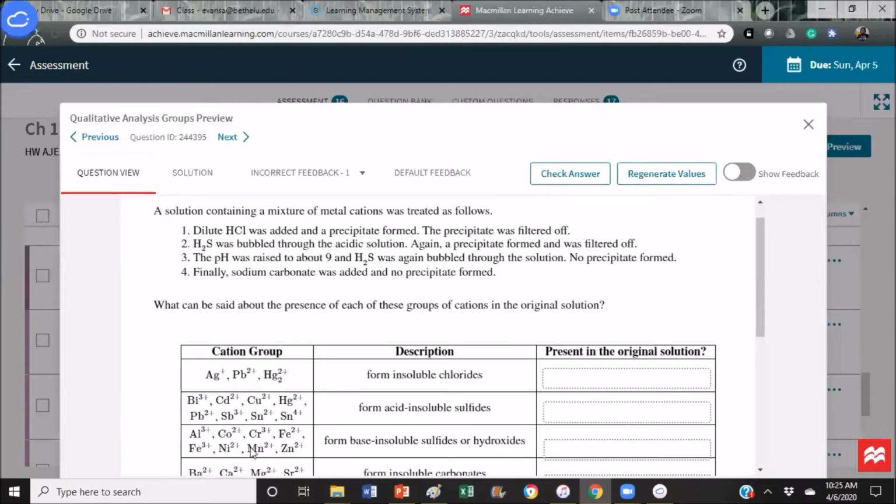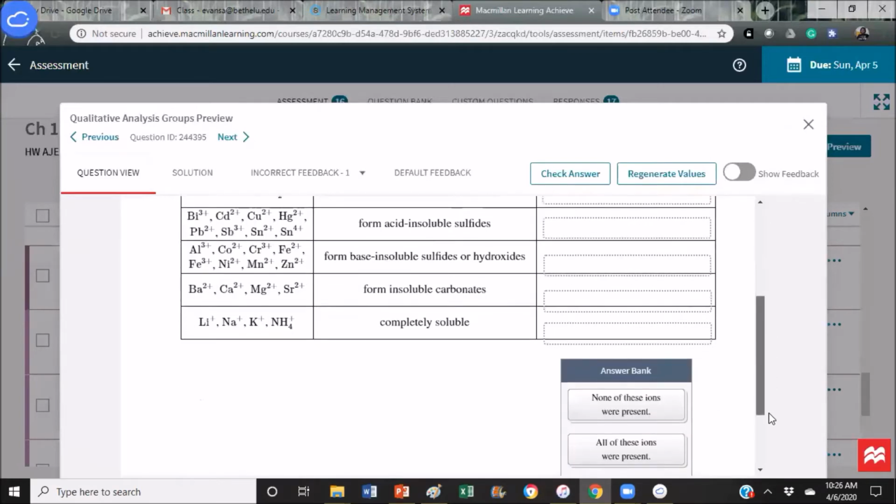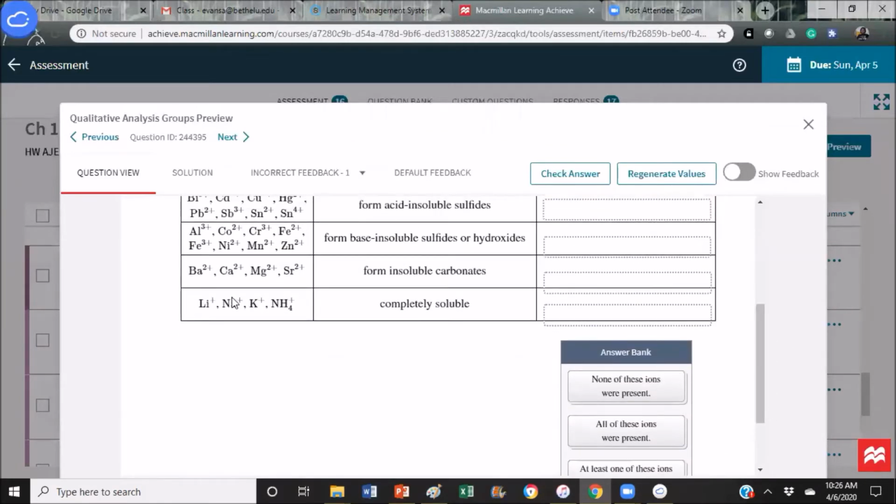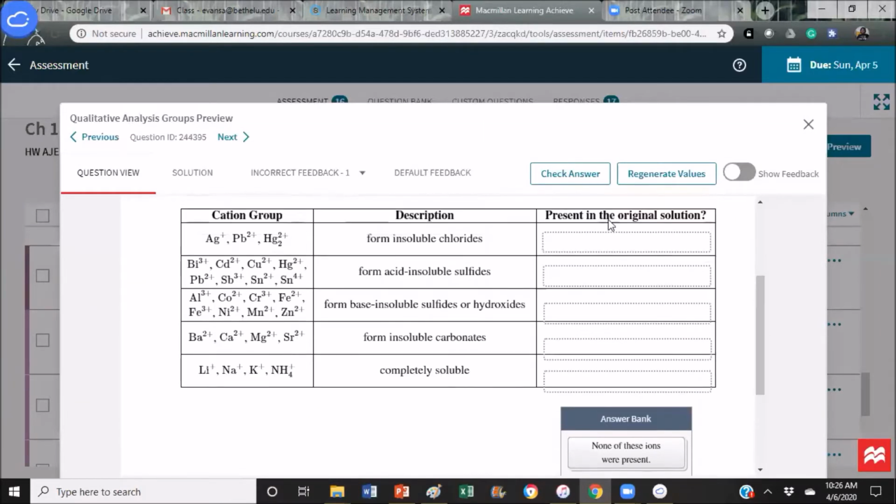Because we have no solid under these conditions, it means we have no iron, no chromium, no cobalt, no aluminum, no nickel, no manganese, no zinc. These are definitely not there. And finally, I add carbonate, and once again, there is no solid. So it means there's no barium, no calcium, no magnesium, no strontium. So for this particular problem, I'd say 1, 1, none, none.